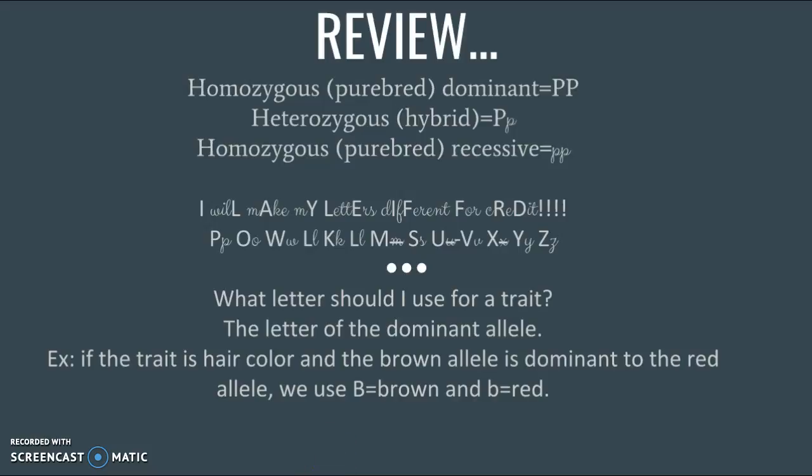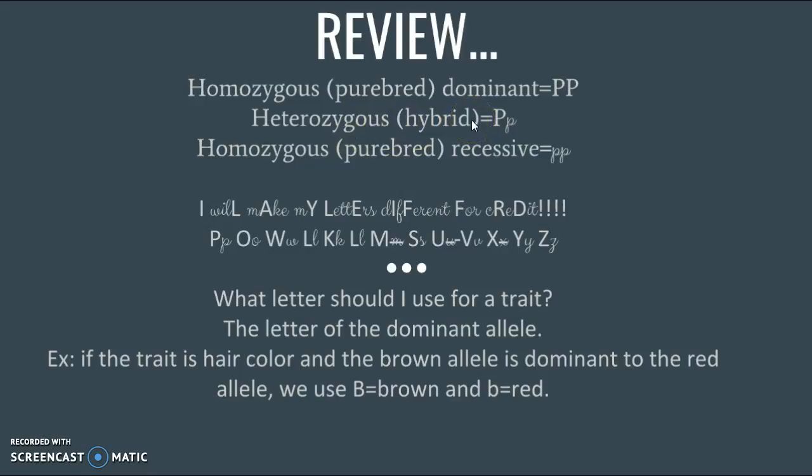Just to review before we jump into Punnetts, I need to review some terms. So homozygous or purebred dominant would be the genotype, for example, big P, we're using P's. Heterozygous, which means different alleles, is going to be big P, little p. Another word for that's hybrid. Homozygous purebred recessive is little p. So I could use either of these words, homozygous or purebred, interchangeably. I can use either of these words, heterozygous or hybrid, also interchangeably.